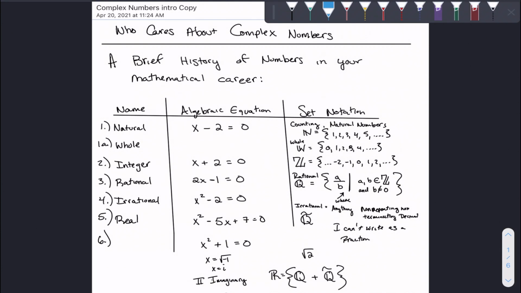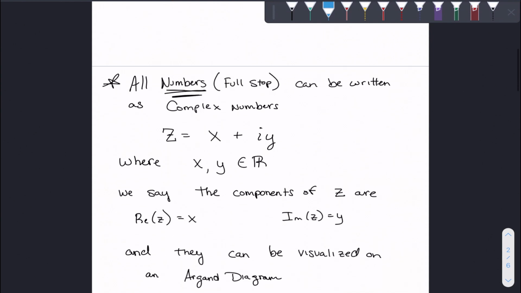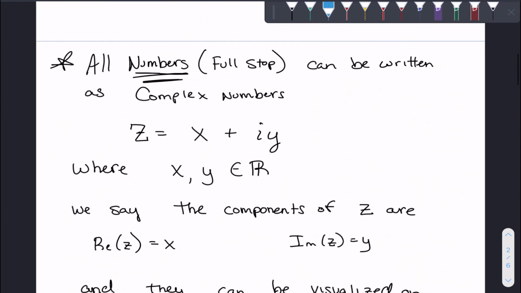So with our first day of class, we went over a brief history of numbers to develop why we need complex numbers. And so for today's class, what I would like us to look at is the idea that if all numbers can be written as a complex number, then we should be able to do all of those arithmetic operations that we've learned since first grade.